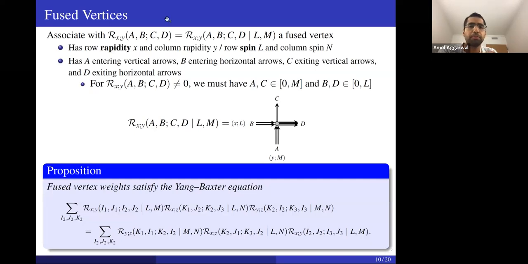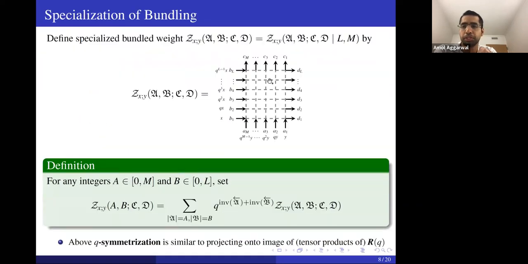So we can now interpret this fused weight as the weight of a vertex that has A entering vertical arrows, B entering horizontal arrows, C exiting vertical arrows, and D exiting horizontal arrows. It's as if I took this original partition function, I compressed this whole rectangle to a single vertex, and I forgot the orderings of the A's, and I forgot the orderings of all the boundary conditions, and I just remembered how many arrows were entering at each of the four boundaries, but didn't care about their ordering in any way.